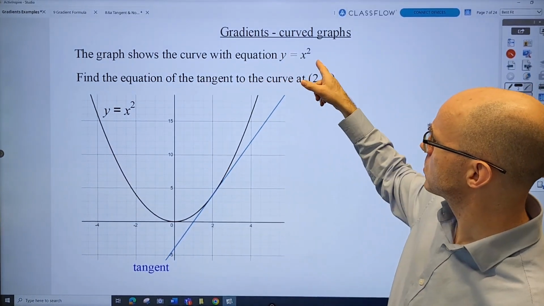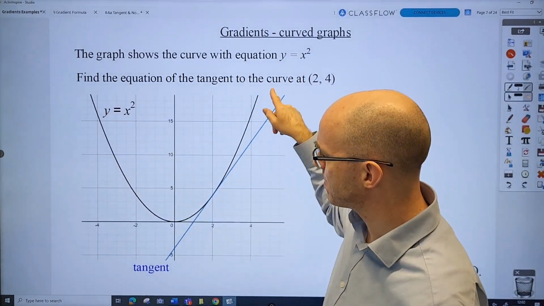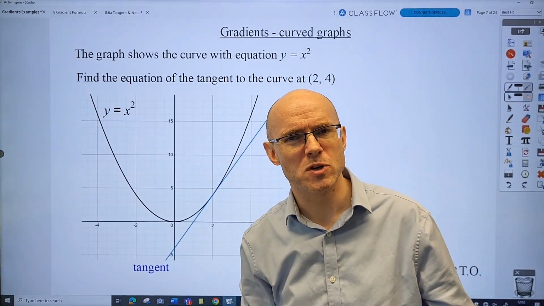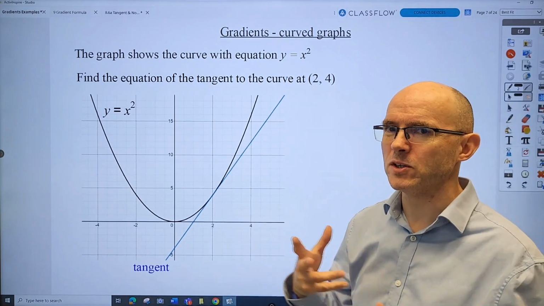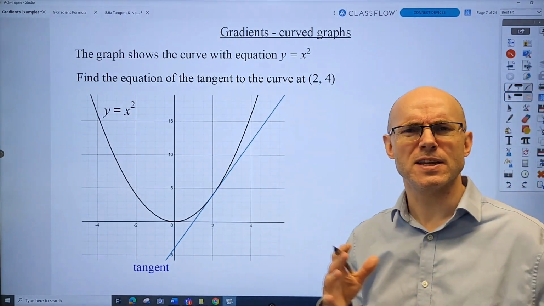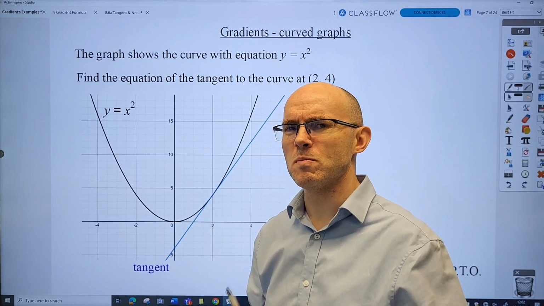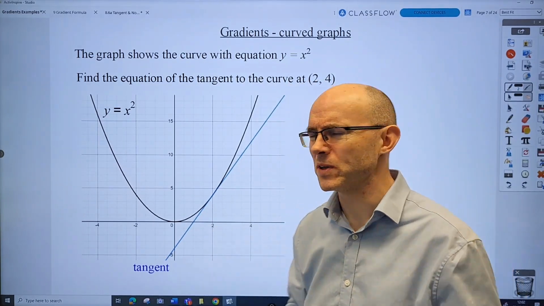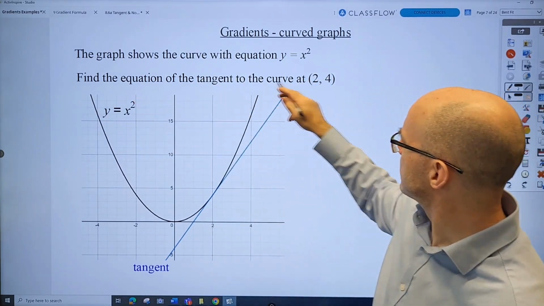So I've just taken this from a year 12 question, actually. The graph shows the curve of the equation y equals x squared. It's a lovely parabolic shape. Just remember that word, parabola, parabolic, for when you do quadratics. It's a lovely word, isn't it? Parabola. Check out my other video on parabolas. I went to Porto to do a whole thing. Anyway, find the equation of the tangent to the curve.